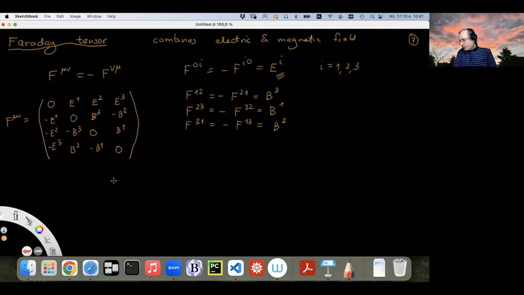Now the question is, what is F with an upper index and a lower index? F^μ_ν with lower ν. How do we calculate that? Is there anybody to help me? Well, you have a chance to practice tensorial calculations.